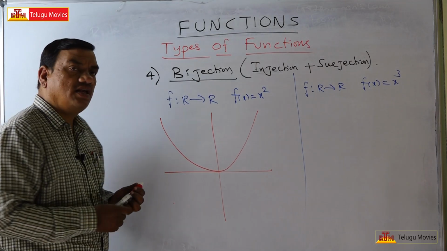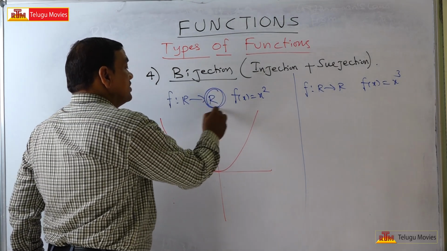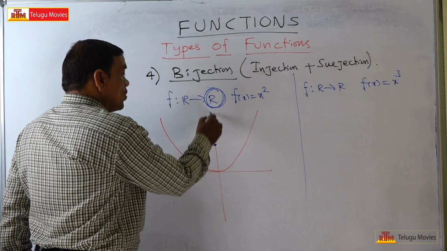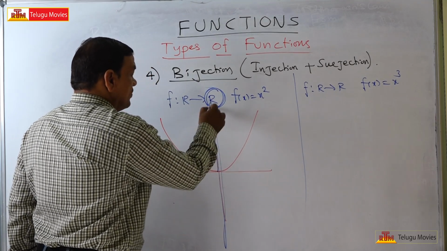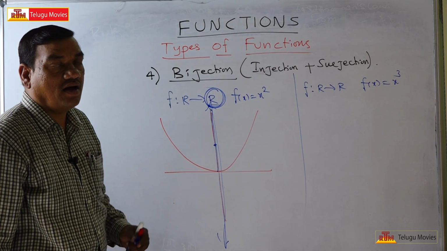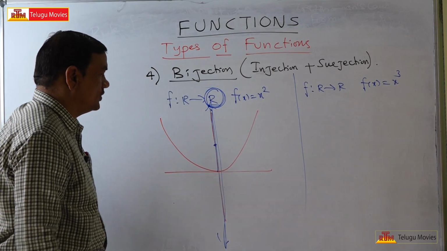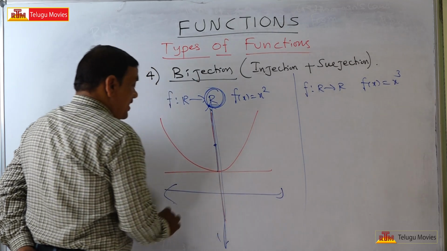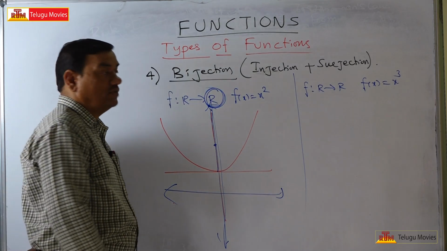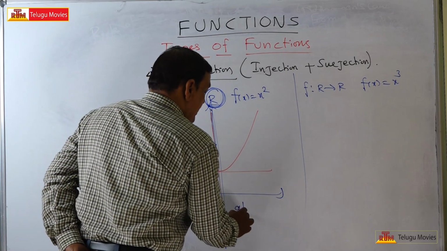Now, to check whether the function is a bijection or not, here also you have to concentrate on the codomain. Any point in the codomain. The codomain here is the set of real numbers, R. Therefore, for any point in the codomain, if you draw a line, it should intersect the graph at least at one point.